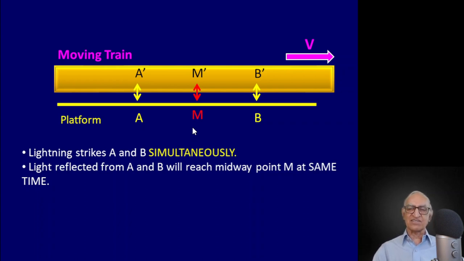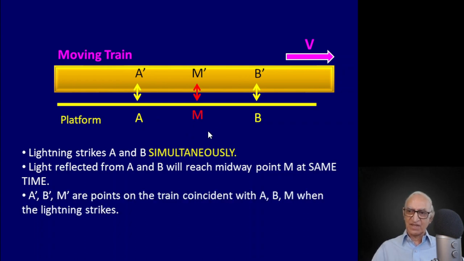Very good. Now let us ask, does the person on the train consider the lightning to have struck A prime and B prime simultaneously? Remember, A prime, B prime and M prime are points in the moving train, coincident with A, B and M when the lightning strikes. But as soon as the lightning strikes, the train is moving. Now, the physicist on the train also has a mirror at A prime, a mirror at B prime, and he reflects the lightning towards the point M prime. Now, all these points, A prime, M prime, B prime, are moving. In particular, M prime is moving.